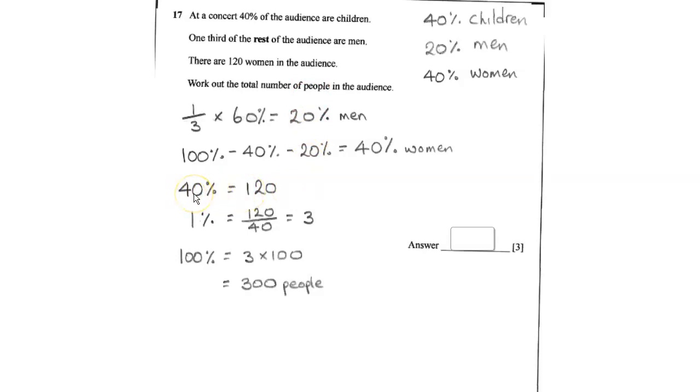There are different ways of doing this one, but I've just found 1%. So you divide by 40: 120 divided by 40 is 3. And then we find out what 100% is, so we times it by 100. That means the total number of people in the audience would be 300.